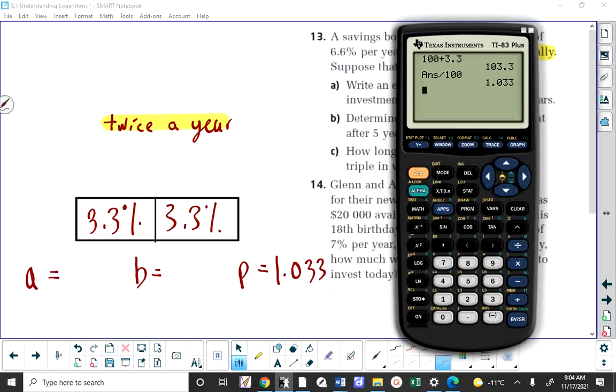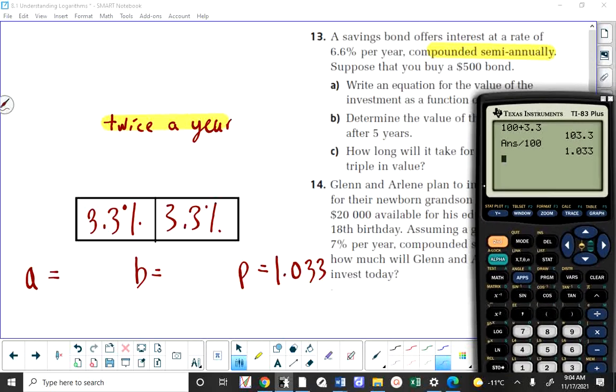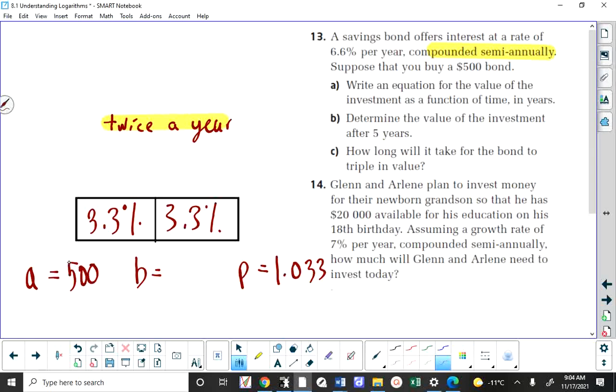A is the original amount, which I believe was 500 clams. And I wrote this in the wrong place. B, the base, is 1.033. I'm not sure what I said, whether I said B or P, but if I did say P, I was wrong. I misspoke. B is 1.033. P is the period of time it takes for you to qualify for that 3.3%. And since it's twice a year, P, if I want to work in years, is 0.5 years.